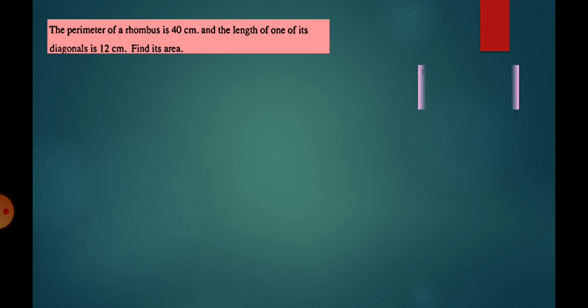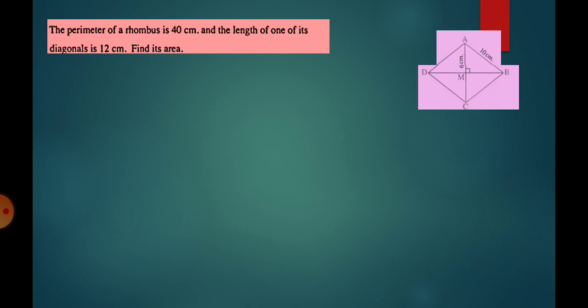The perimeter of the rhombus equals 40 centimeters and the length of one of its diagonals is 12. Find its area. Its perimeter equals 40. We know the perimeter of a rhombus equals 4 times side, like the perimeter of a square. Perimeter of a square equals side times 4. The perimeter of a rectangle equals length plus width, between brackets, times 2. The perimeter of a square equals side times 4. The perimeter of a rhombus equals side times 4.